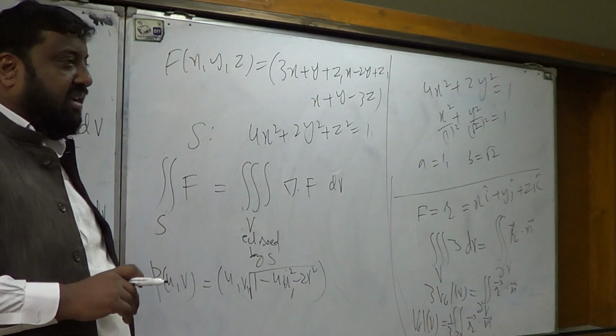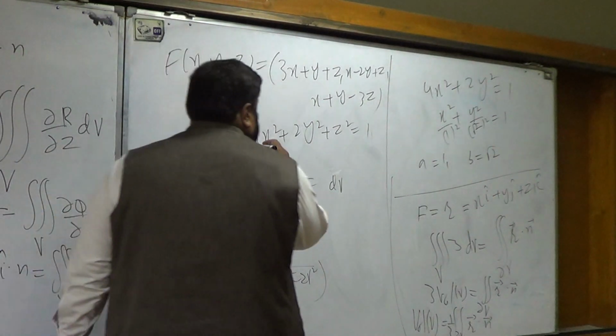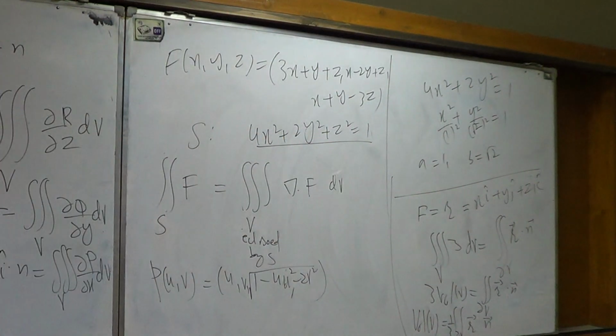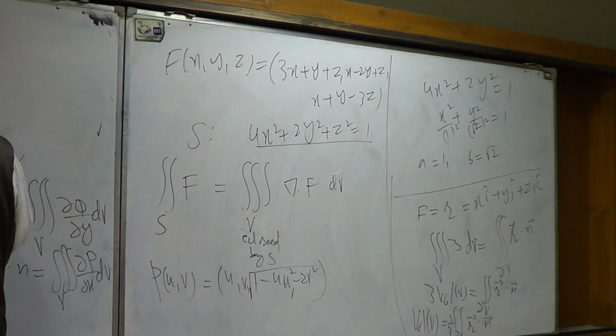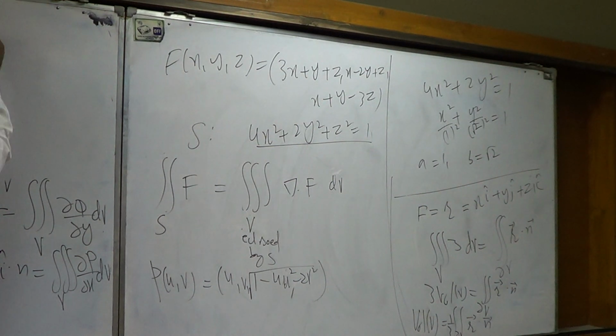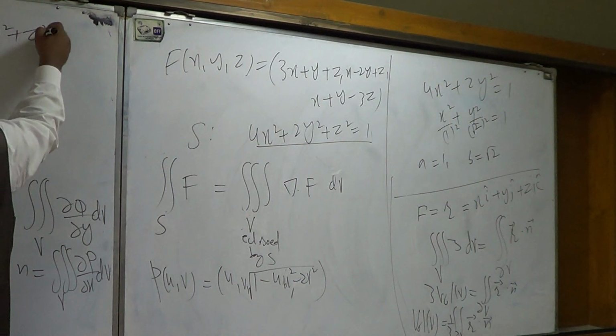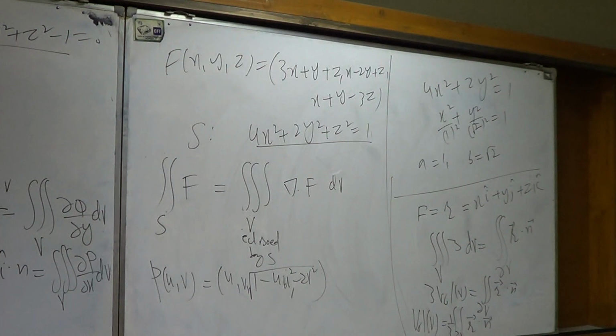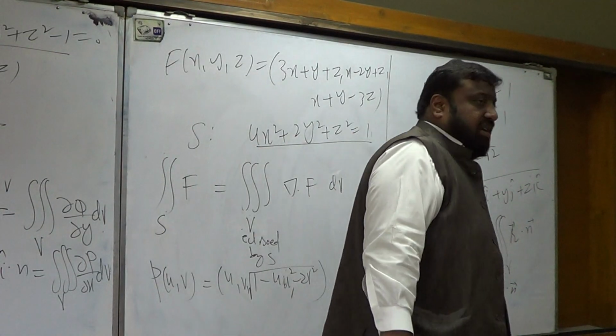So for computing n, you can take its rectangular equation, remember? Write it in this form, 4x square plus 2y square plus z square minus 1 equal to 0, and call this g of x, y, z. And then n is going to be the gradient of g over the norm of the gradient. That's it, that would be the normal. And once you have all these quantities, just integrate over x, y, z and find your integral.